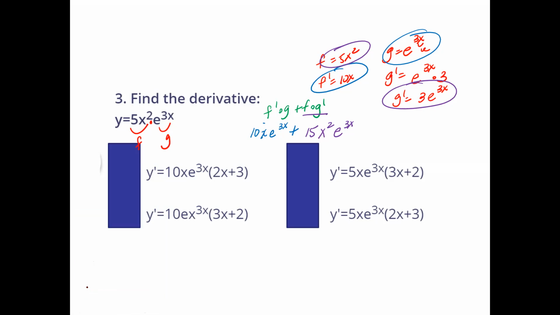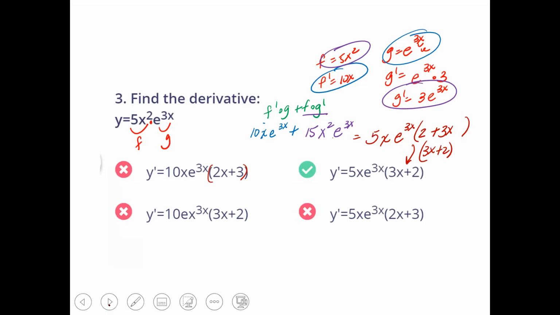Now, if you look at your answers here, it looks like they factor something out because everything's in a parenthesis. So let's do the same. Between a 10 and a 5, you can take out a 5. Between an x and an x squared, you could take out an x. And between e to the 3x and e to the 3x, you can take e to the 3x out. So what remains is a 2 plus a 3x. And if you look at it, which one does it match? I think that one, except you just have to flip the 3x with the 2 for the commutative property. And that's your answer.